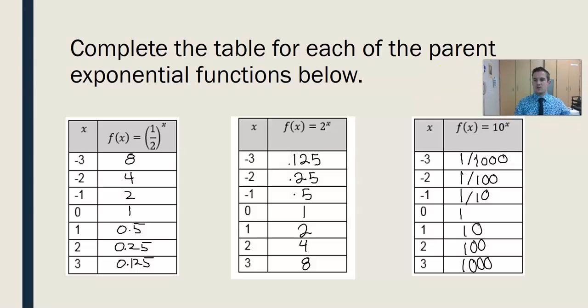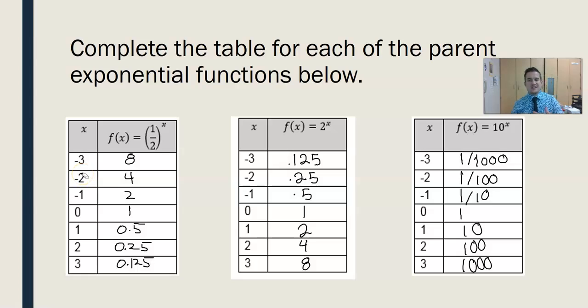Okay, so I have three tables here. I have f of x is equal to 1/2 to the x power, f of x is equal to 2 to the x power, and f of x is equal to 10 to the x power. Each of these are exponential functions. Exponential functions are characterized by having a variable, or in this case an x, in the exponent. So that's what makes an exponential function exponential. That's what gives it the special properties that we talk about, is when the x is in the exponent.